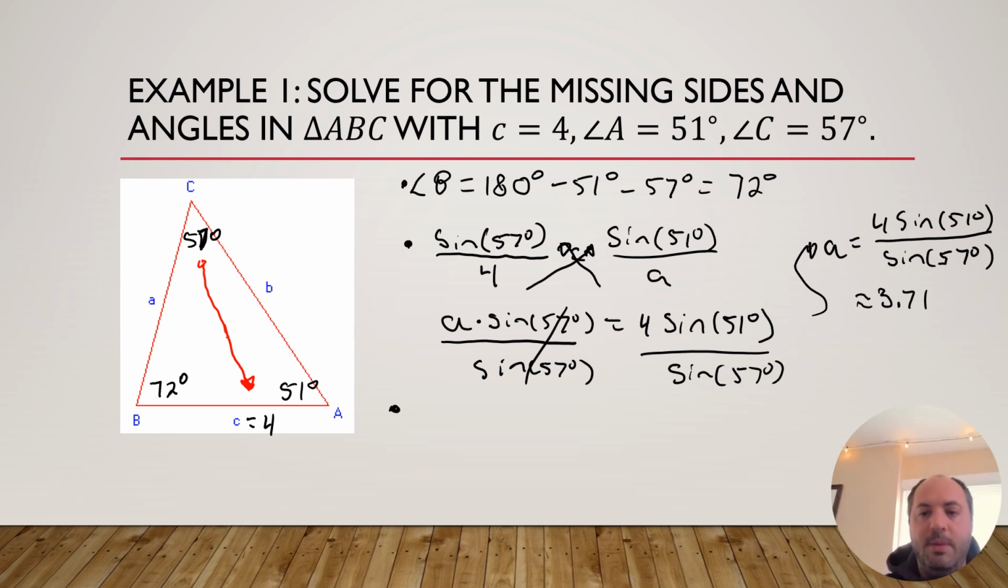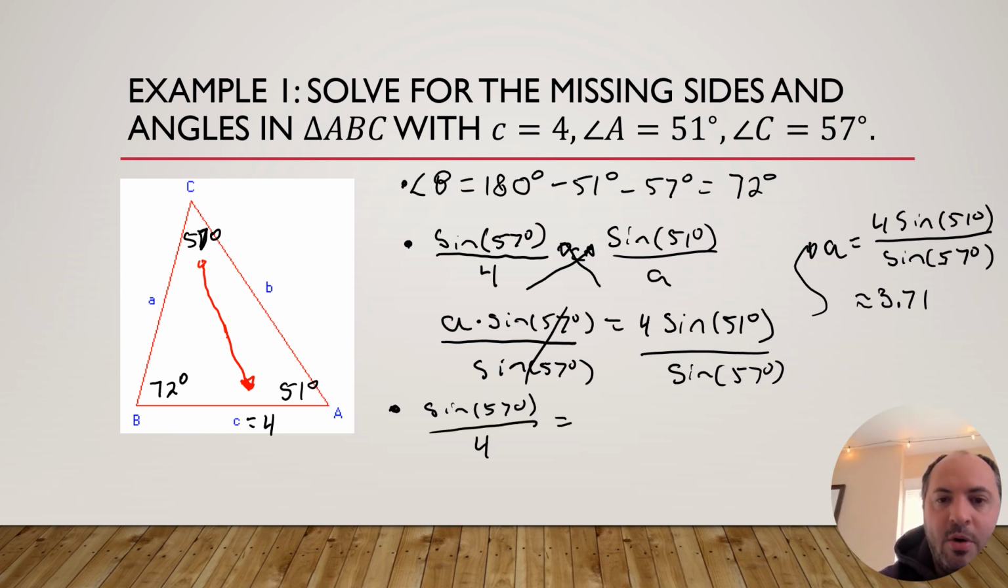I'm going to do this a little bit differently. I'm going to start the setup the exact same way, but I'm not going to cross multiply. So I'm going to show you another way to deal with this that maybe some of your students, or if you are a student that is a little bit less comfortable with fractions, this might be a little easier for you. So I'm going to start with my sine of 57 degrees over 4 again, because that was the pairing I started with. Then I'm going to set this equal now to sine of angle B, which is 72 degrees, all divided by side length B.